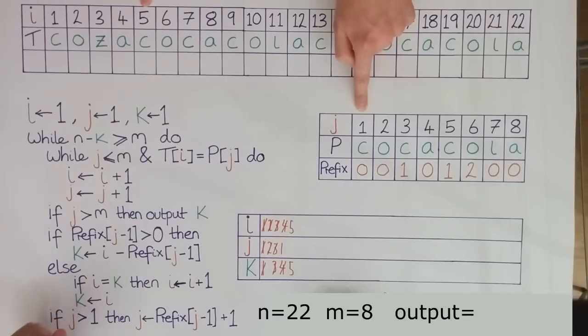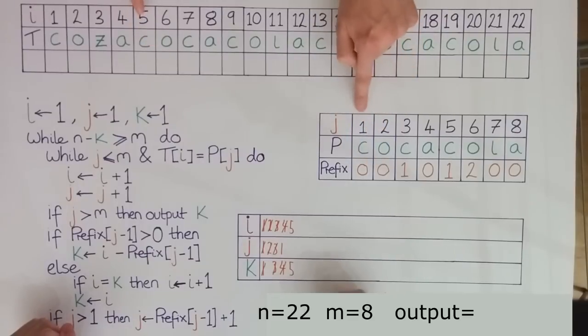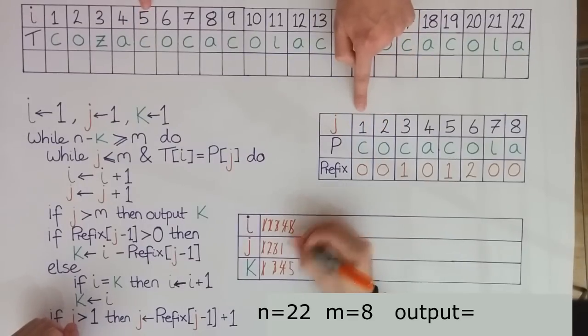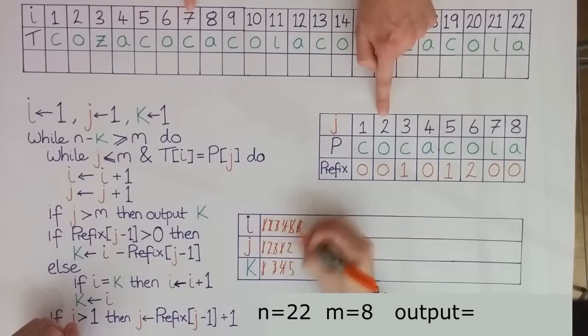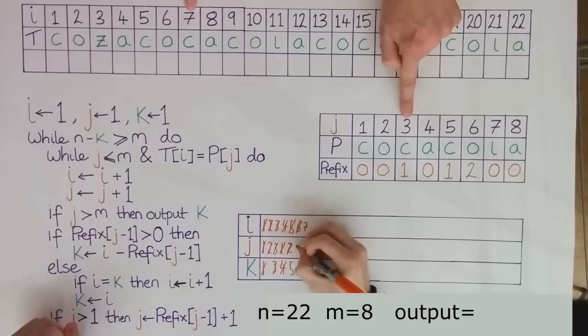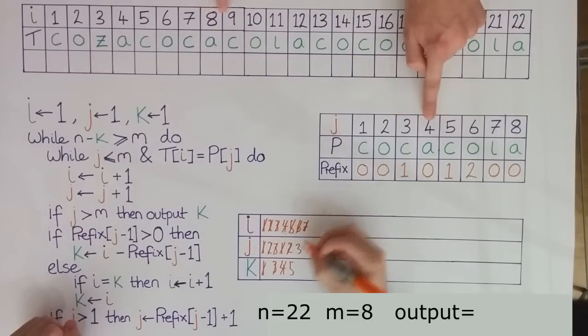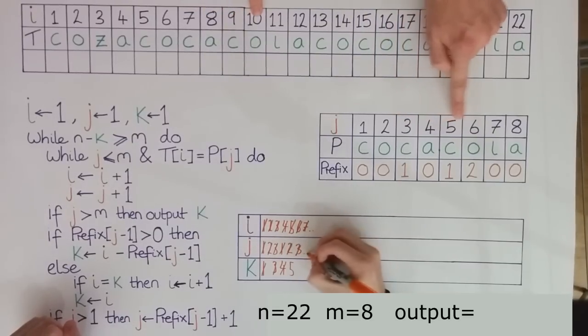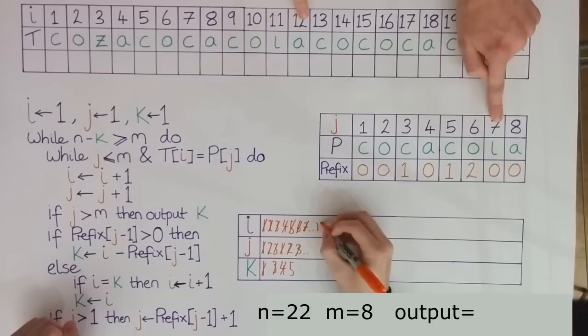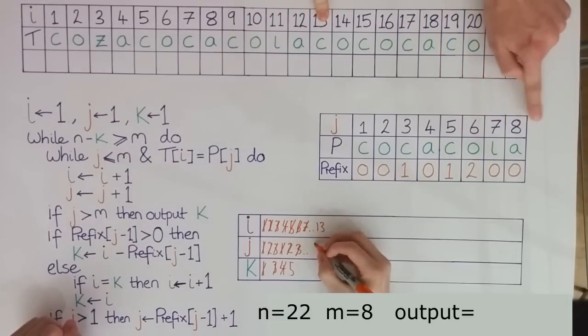Now we compare t of 5, which is c, to p of 1, which is also c, which is a match. So we increase i and j by 1, and again, we have another match, and this continues for the whole pattern until we get i equal to 13 and j equal to 9.